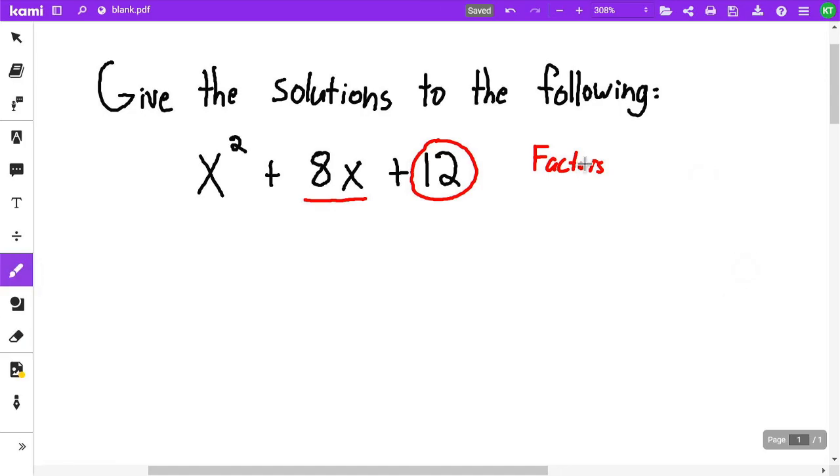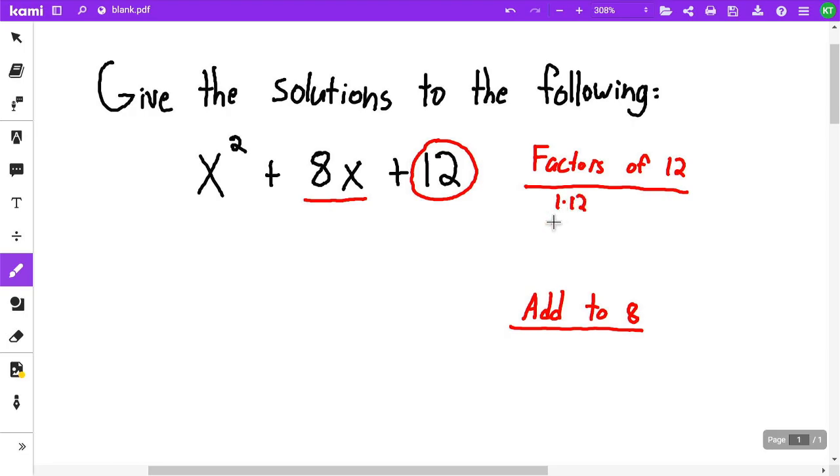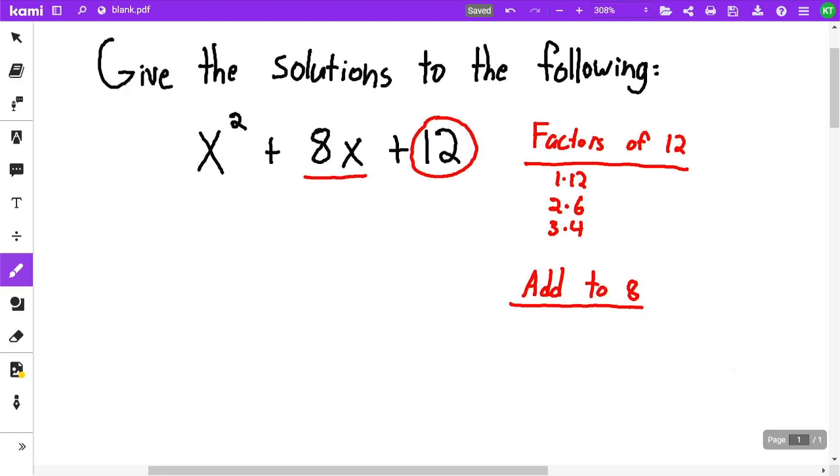So look for factors of 12 that add up to 8. So factors of 12, we can say we have 1 and 12, 2 and 6, and then 3 and 4. All of those multiplied together will equal 12. And now we're going to check which one of these add up to 8.